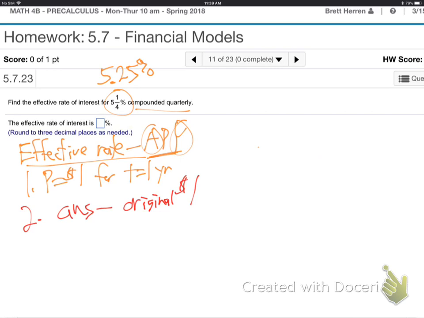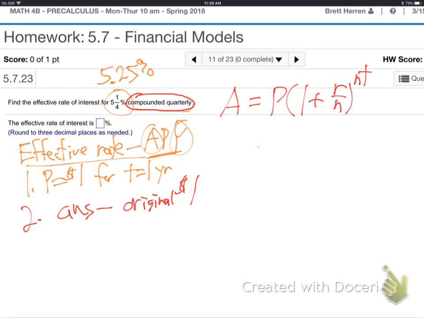So I'm not going to use a new formula. Same two formulas. It's just put in $1 for 1 year. P is 1, T is 1. So which formula am I using? The first one or the PERT one? Compounded quarterly. It's not continuous. That's the only time we use PERT, is continuous. So we use the first formula.